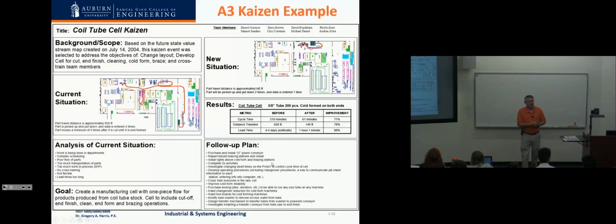So these are some examples of some A3s that I've done or I've been involved with. This one actually has to do with a coil tube cell, and it was a Kaizen event. You see, we're saying here's what the title is. So if somebody comes up and says, "What are you working on?" We're working on the coil tube cell, right? That's where the problem is.